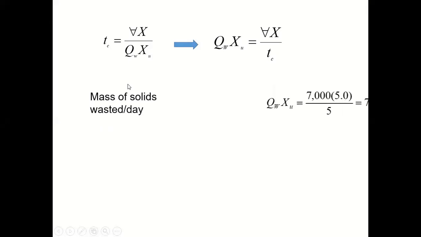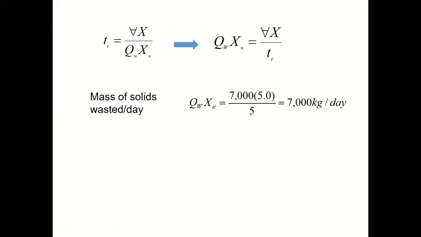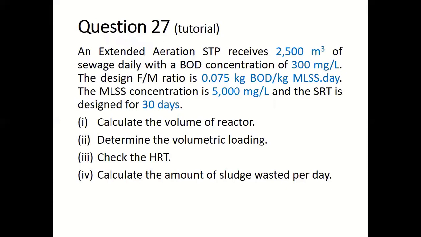Then using this equation, Tc equals Vx over Qwxu. As I said before, Qwxu represents the sludge wasted per day, the volume of sludge wasted per day. V is the volume of aeration tank, and X is the concentration of biomass in the aeration tank. So from Tc, we can calculate the sludge wasted per day. We know V, we know X, and we know Tc. So the mass of solids wasted per day can be calculated very easily. It is 7,000 times 5 over 5, which is 7,000 kilogram per day. This is the mass of solids wasted per day.